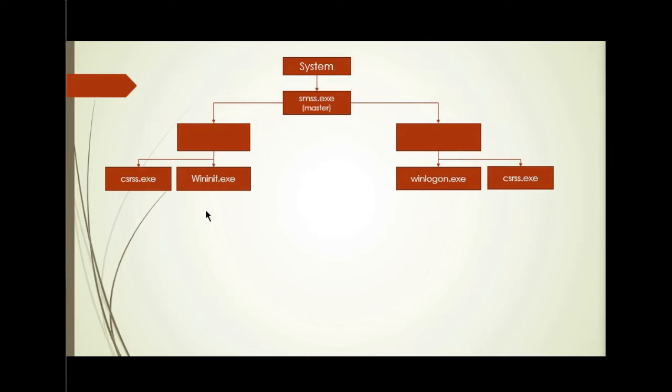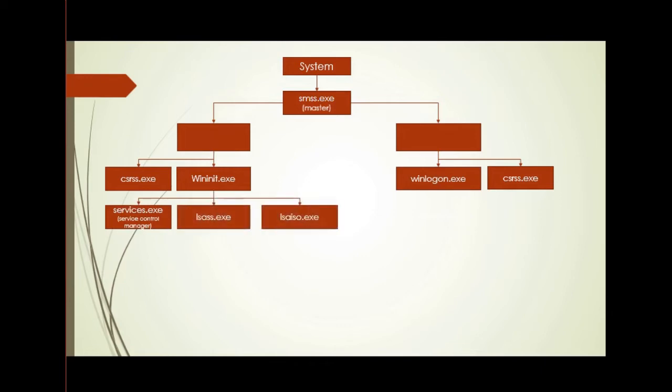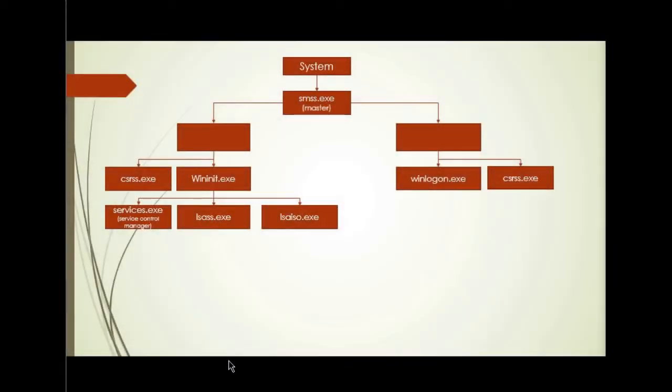WinInit further initiates child processes such as services.exe, LSS.exe, and LSAiso.exe. This last process will be initiated if the credential guard function is enabled in Windows 10. Let's look at the services.exe first.